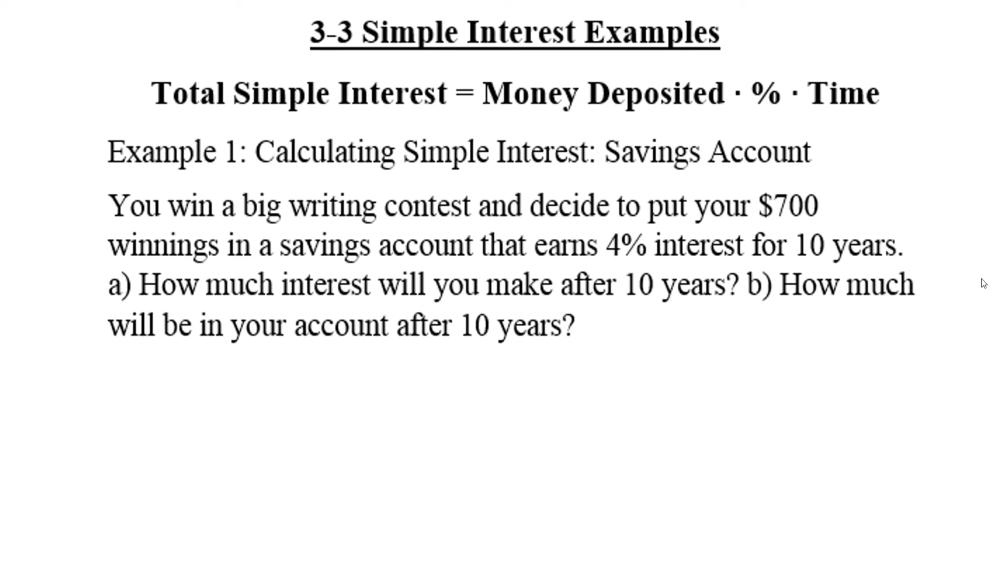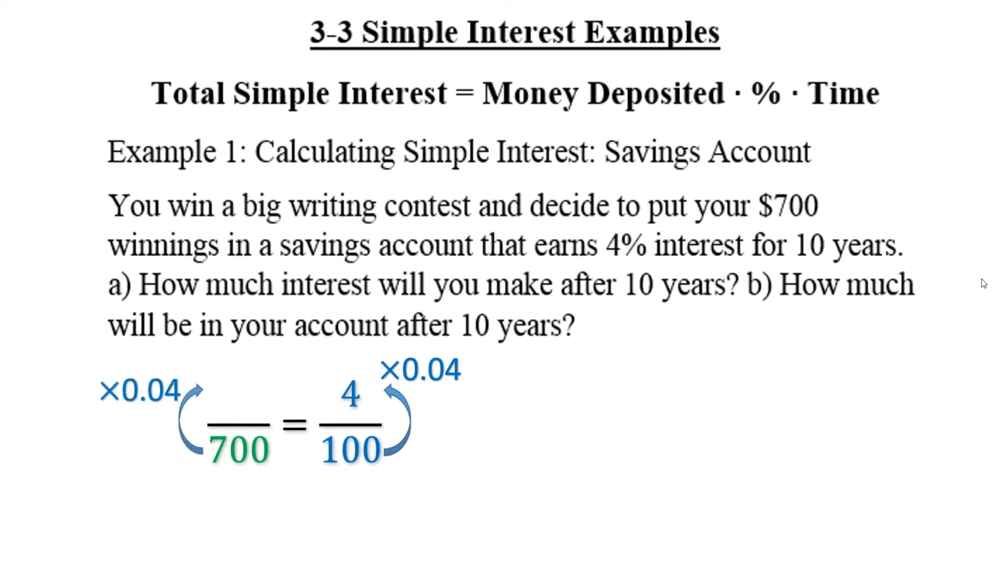So example 1 says, to calculate simple interest of a savings account. You win a big writing contest and decide to put your $700 winnings in a savings account that earns 4% interest for 10 years. How much interest will you make after 10 years? And then part B, how much will be in your account after 10 years? So we're going to do our percent setup. We have 4% of $700. So the deposit is $700 and we're going to find 4% of that.